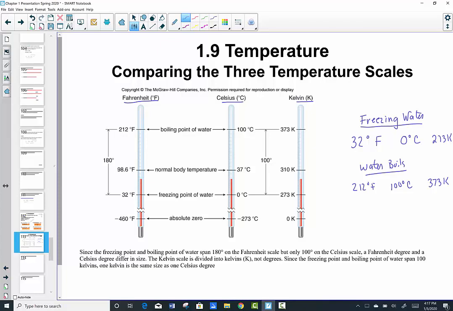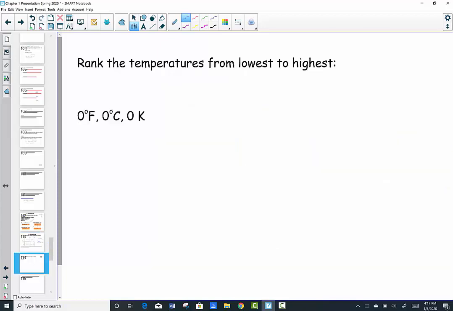Since the freezing and boiling point of water on the Fahrenheit scale span 180 degrees, it has many more ticks between the degree marks, if you will, than the Celsius scale. The Kelvin scale is divided into 100 units, not degrees. But notice that the Kelvin and the Celsius have the same number of degree marks, whereas the Fahrenheit scale has many more degrees between each unit.